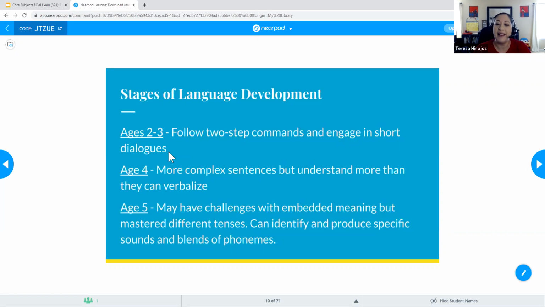And so they can identify as well as produce specific sounds and blends of phonemes. So before that age, like 2, 3, and 4, they are saying the words, but the sounds aren't quite coming out correctly because they're either not hearing them or not able to verbalize them quite right. But at age 5, they should be able to start producing those specific sounds.